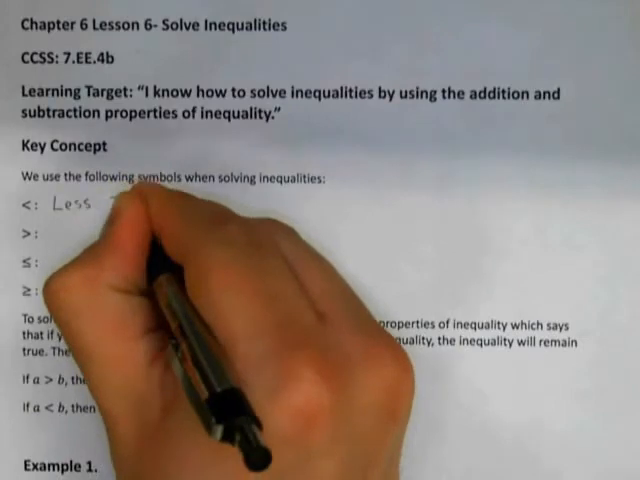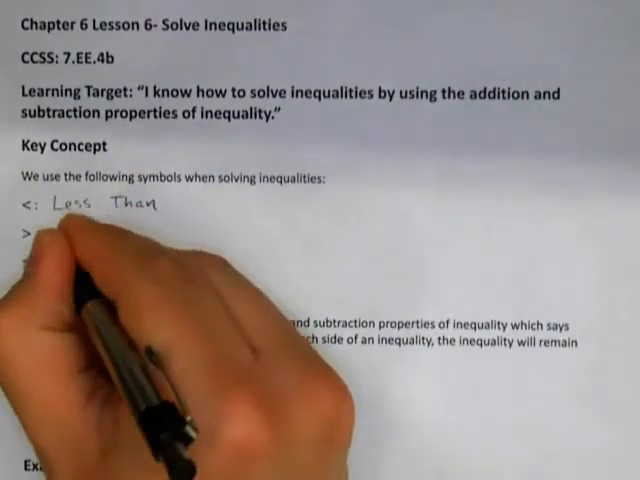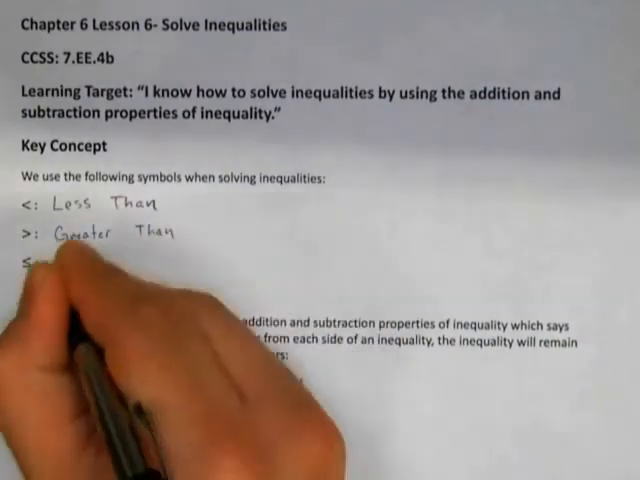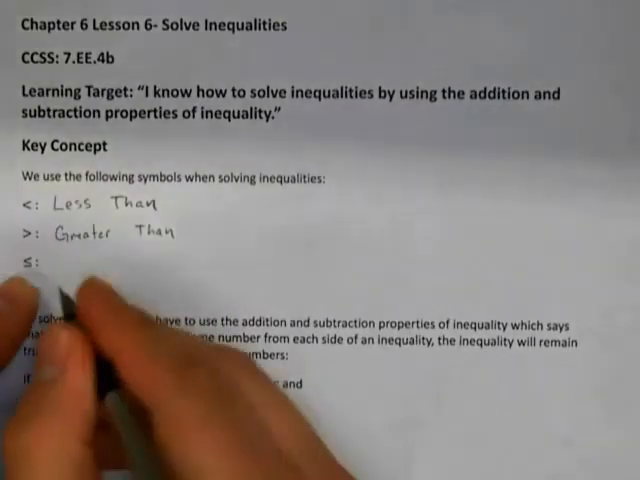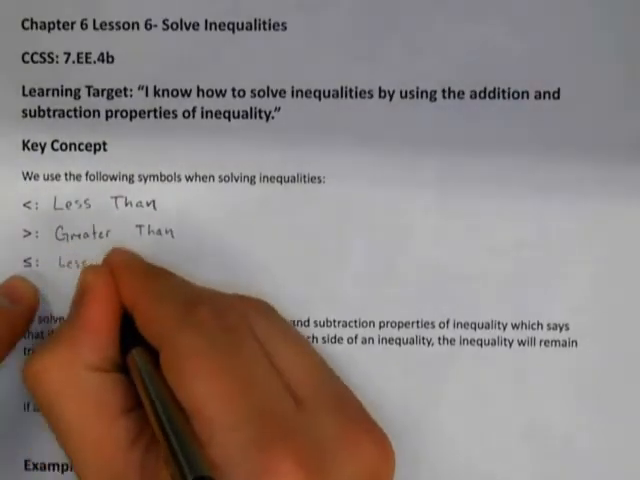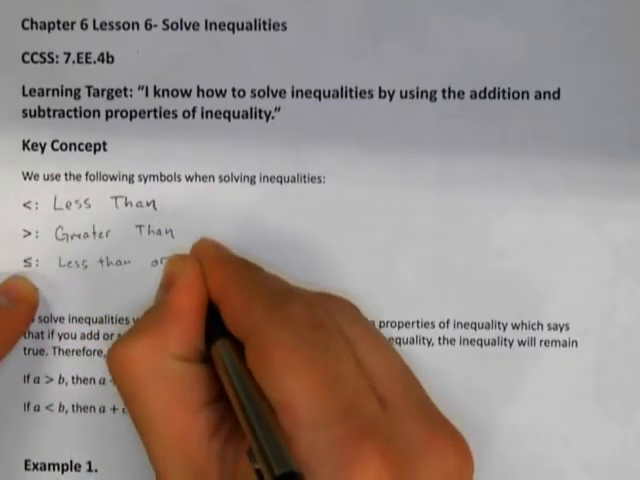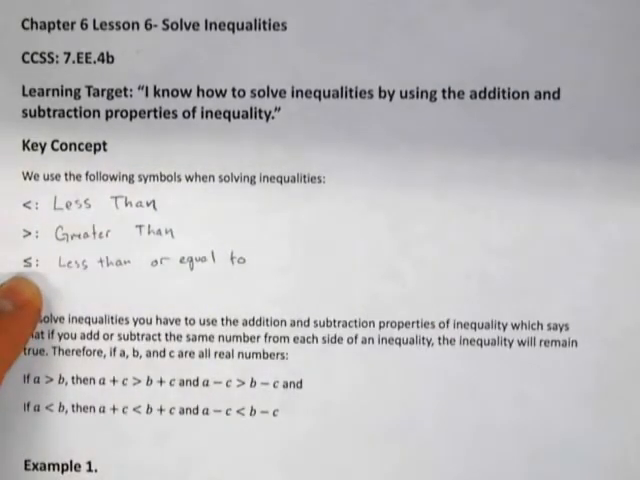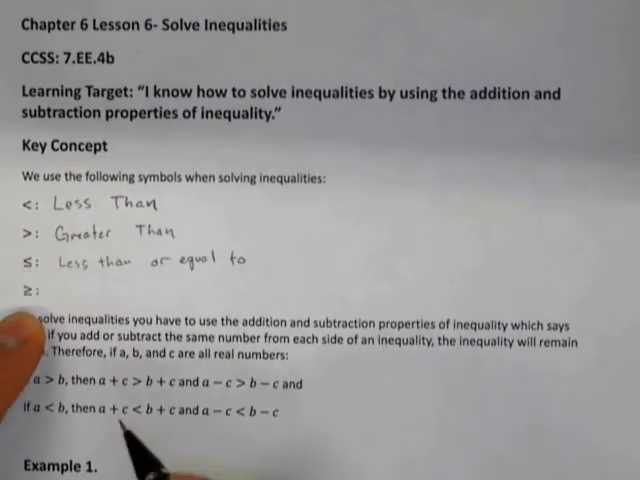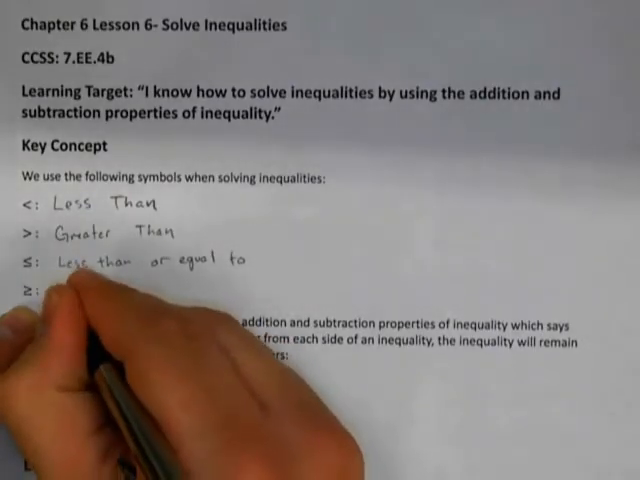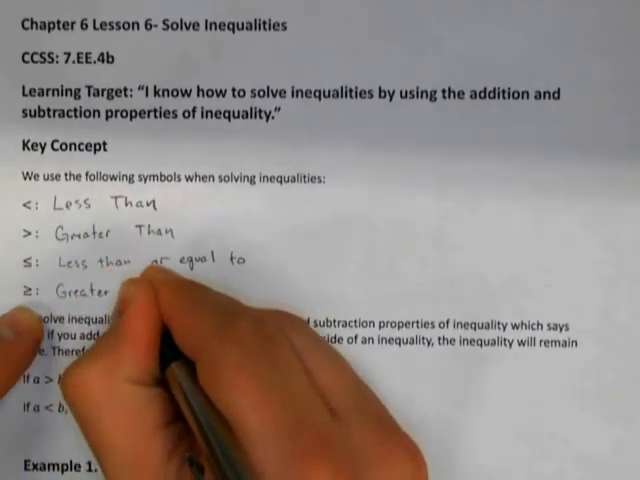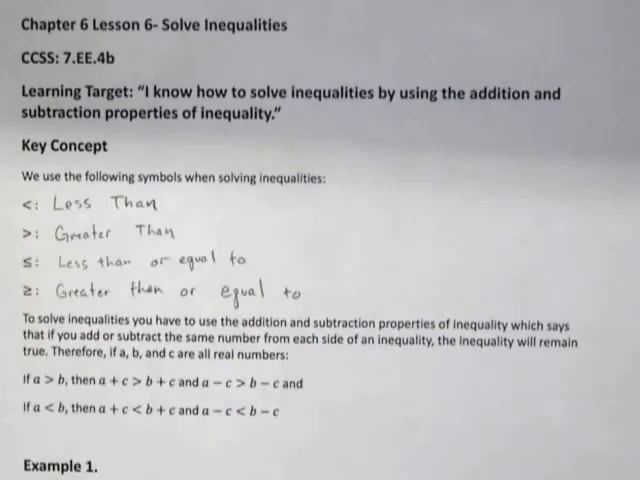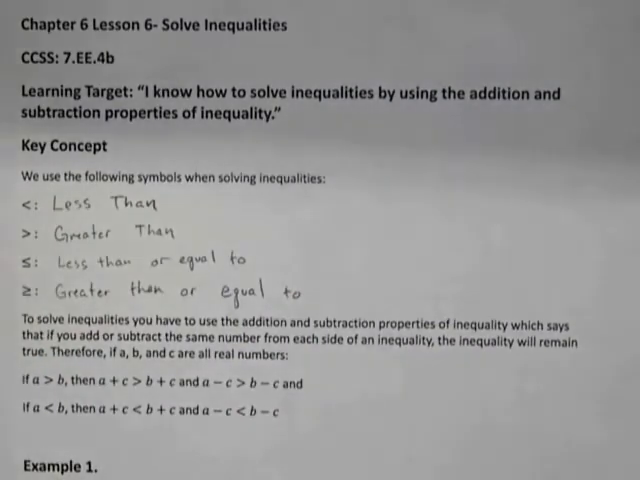We used to talk about this as the alligator. Right here, this is going to be greater than. This one right here with the line underneath it is less than or equal to. That little line underneath means is less than or equal to. Something is either less than this or it's equal to it. And the same with here. This is greater than or equal to. So those are the four symbols that we really use when we're talking about inequalities.